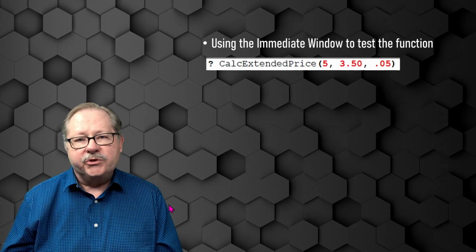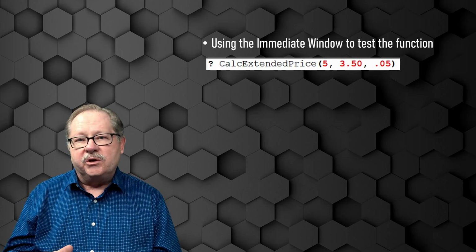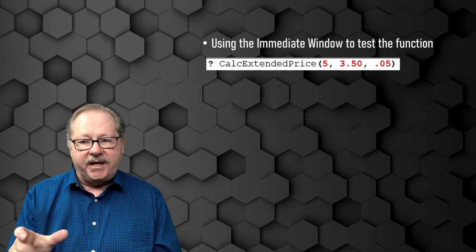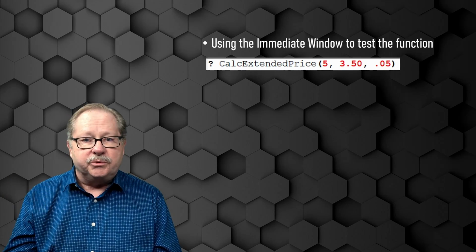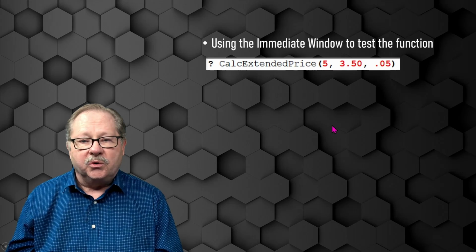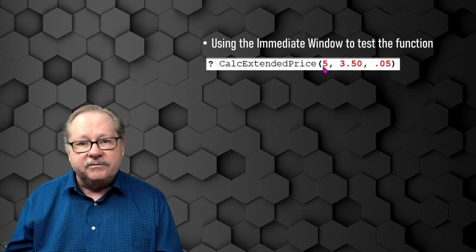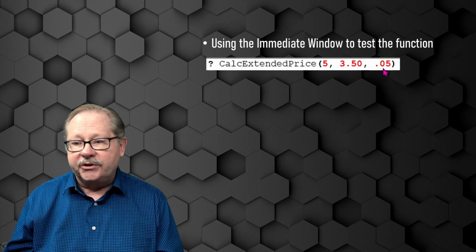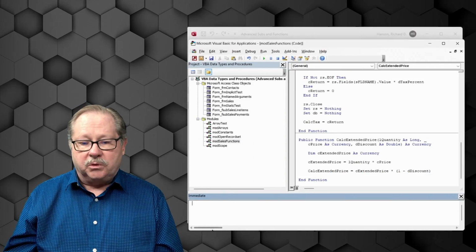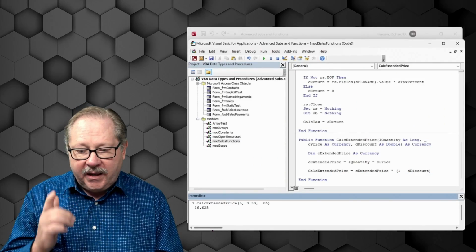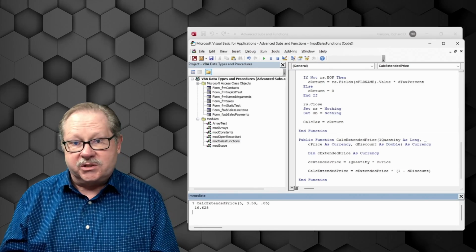Okay, now what we want to do is use the immediate window to test the function. Now, in the immediate window, we can put a question mark and then put the name of the function and give it the parameters manually that it needs in order to spit out an answer for us. So we're going to call calc extended price. We're going to give it a 5 for the quantity, a 3.5 for the cost, and a 0.05 for the discount. Okay, we'll paste that into the immediate window. And in doing that, it comes up immediately when we hit enter with 16.625.